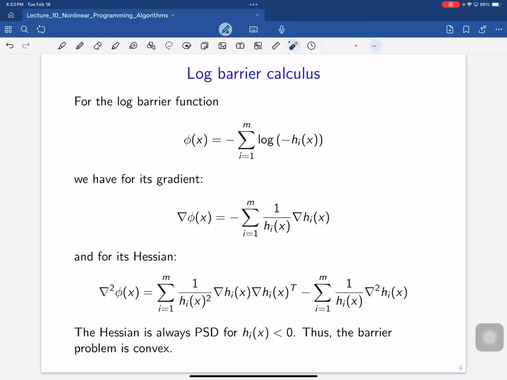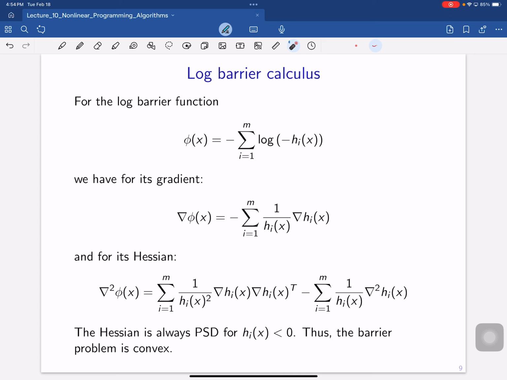The log barrier function remains convex. How do you see that? Here, this is a vector times its transpose, which is of course a PSD matrix. It is like a square. Now, what about the second part? If the original problem is convex, the Hessian of each of these h_i(x) is positive semi-definite. And now, I know the log barrier function will keep x feasible.